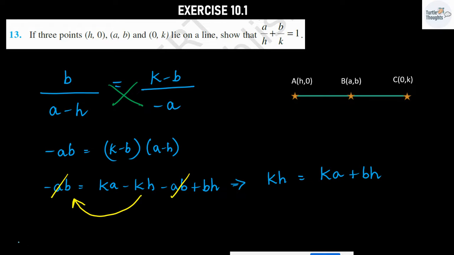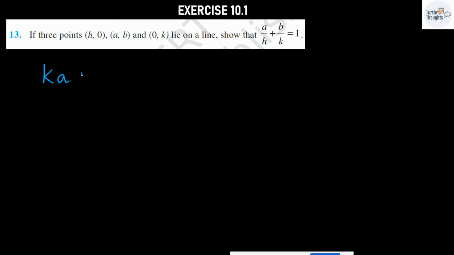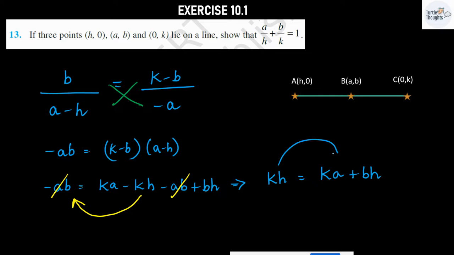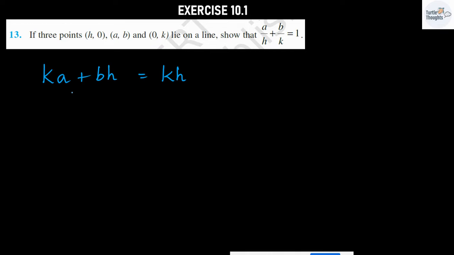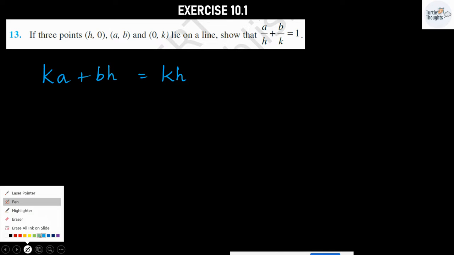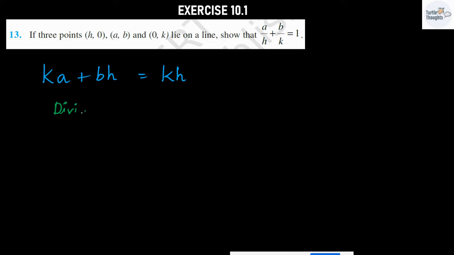Yes. Now, let me take the same to the next slide. So, if kh is equal to ka plus bh, can I write the same thing as ka plus bh is equal to kh? Same thing, right? LHS I'm sending to the RHS. This is coming here. That is the only difference I'm making. Okay. Now, can I divide kh on both the sides?